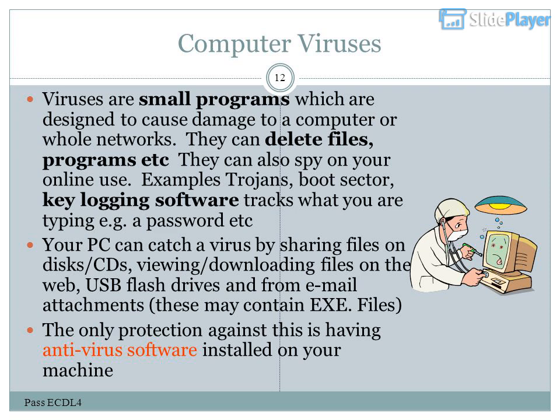Viruses are small programs which are designed to cause damage to a computer or whole networks. They can delete files, programs, etc. They can also spy on your online news. Examples: Trojans, boot sector, keylogging software which tracks what you are typing, for example a password. Your PC can catch a virus by sharing files on disks or CDs, viewing or downloading files on the web, USB flash drives, and from email attachments. These may contain X files. The only protection against this is having antivirus software installed on your machine.